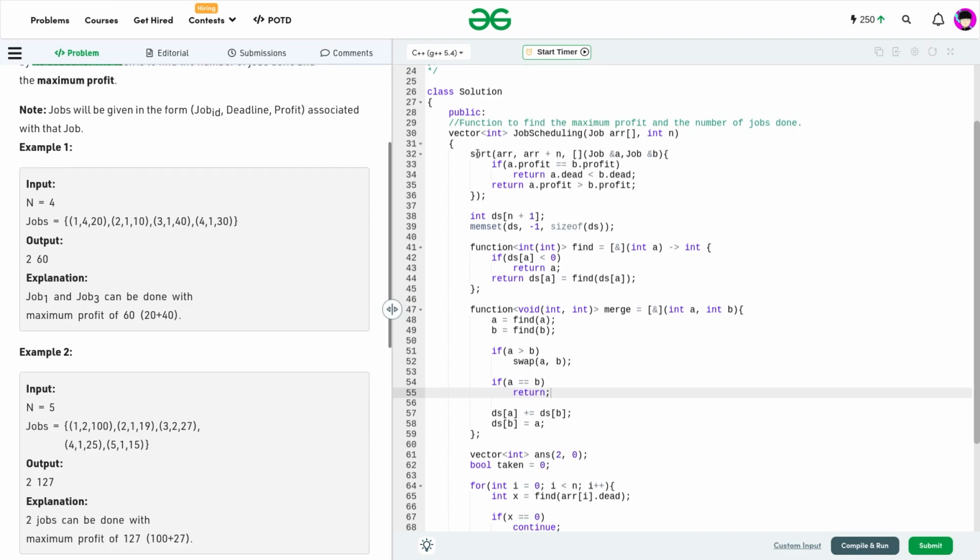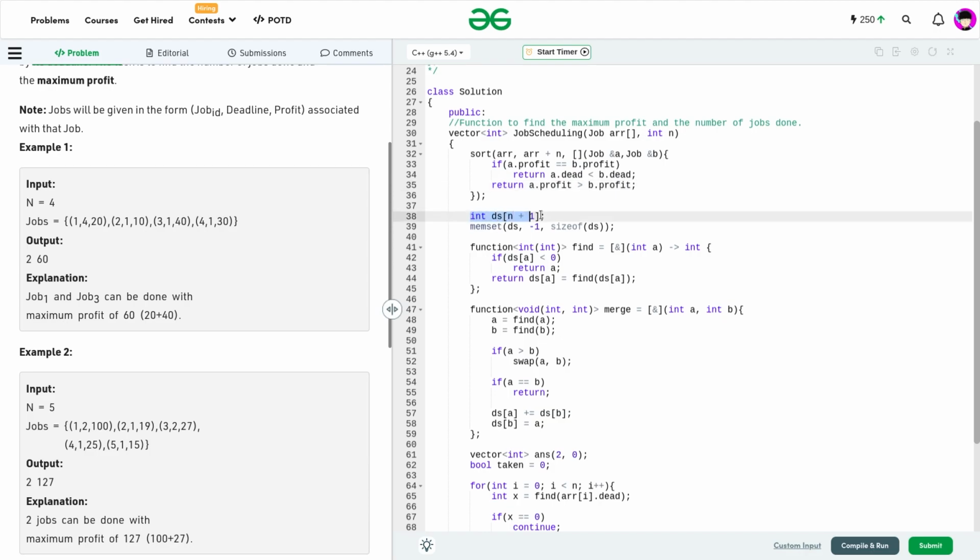So what I've initially done is I've sorted my initial array. I've used a lambda function here so that I can write the sort logic right here. If a.profit is equal to b.profit, that means both of the profits are the same, so I return whether the deadline of the first element is less than the deadline of the second element. So the first priority is to sort according to maximum profit. The second priority is to sort according to the minimum deadline. Now, if the profits are not equal, I just return a.profit greater than b.profit. Right, so this is what we have to do.